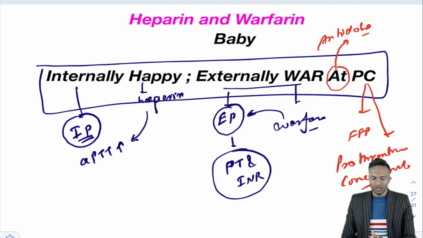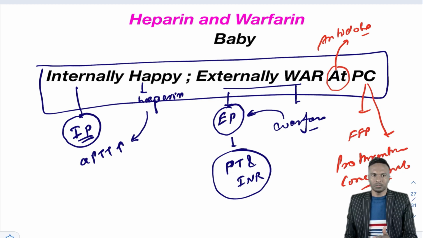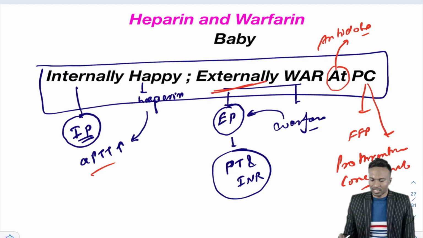So this mnemonic also helps to gain some knowledge related to heparin and warfarin. You have internally happy and externally war at press conference. So this is the show off. So internally happy, intrinsic pathway affected by heparin, so monitoring is done by APTT. Externally at war, I mean extrinsic pathway is affected with help of warfarin, so PT and INR will be prolonged, so monitoring needs INR. Again, AT means antagonist or antidote, I must say, FFP or prothrombin concentrate.